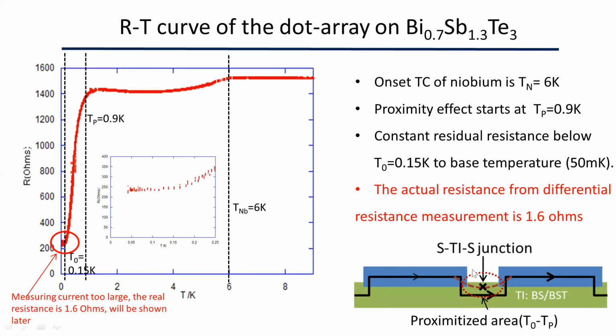Another thing I want to point out is that the region that gets proximatized is only the surface region between two neighboring outlets. There's no signal from the bulk.